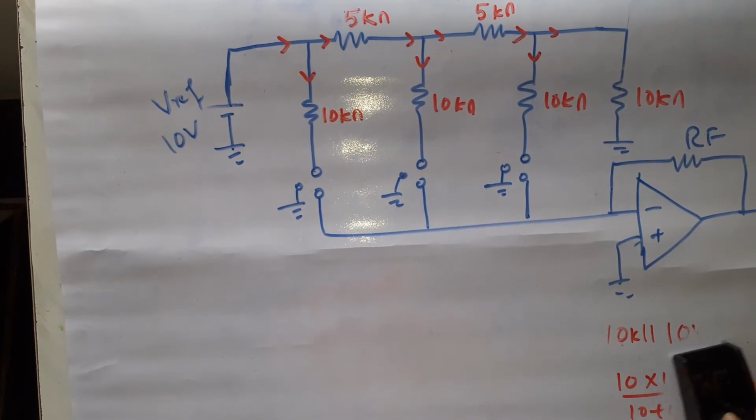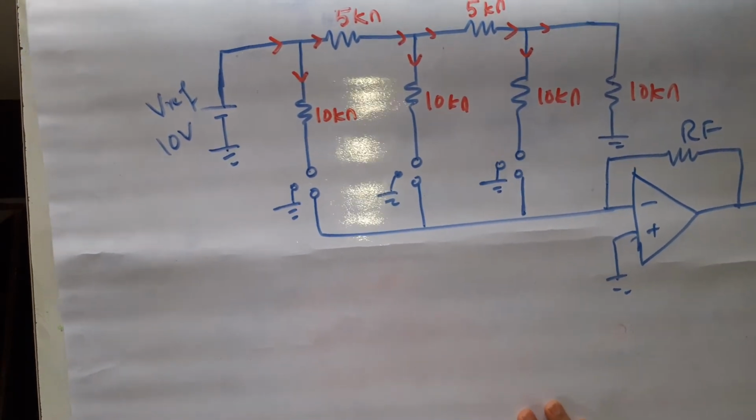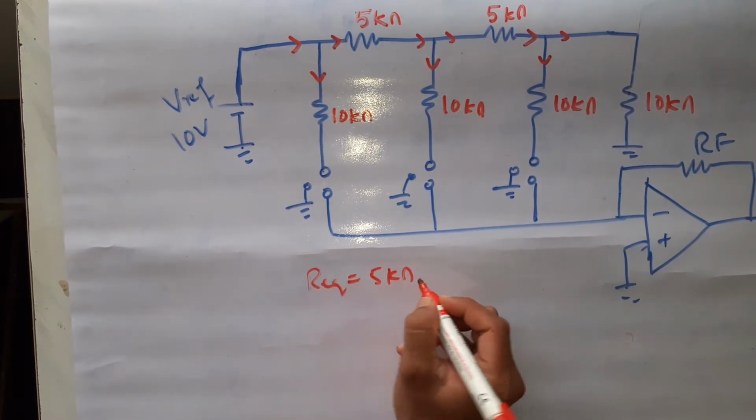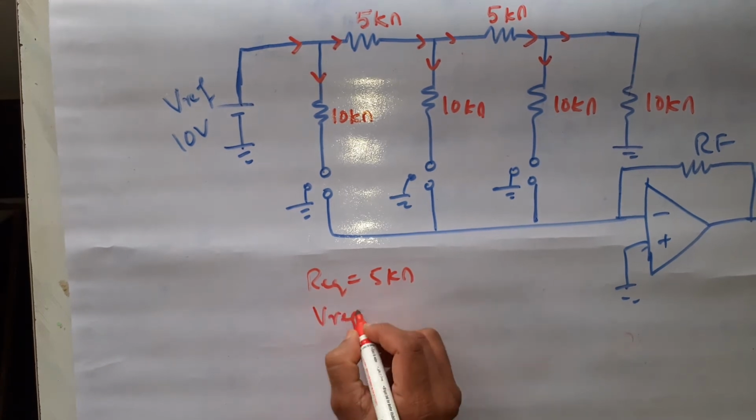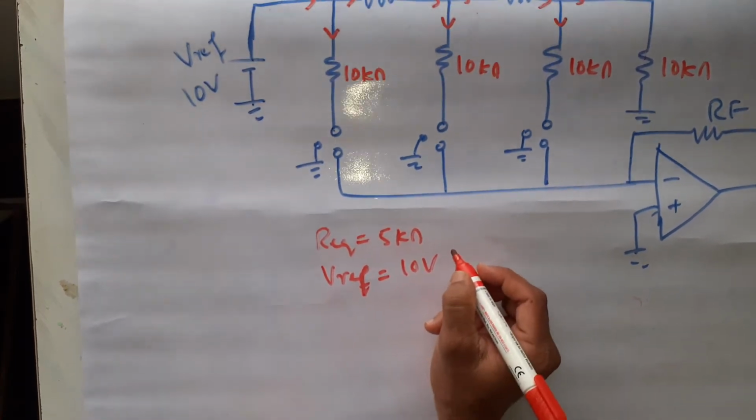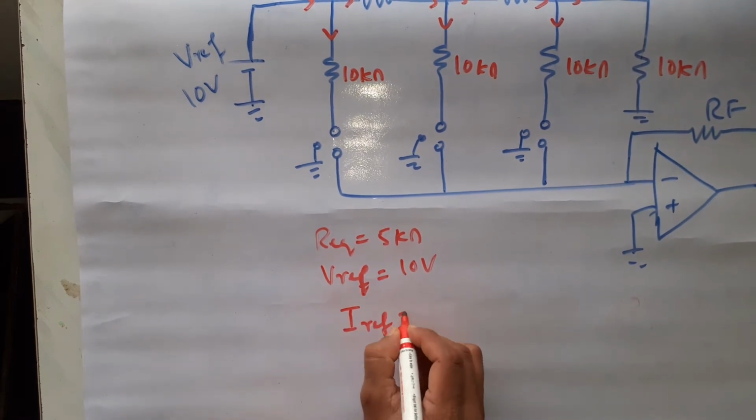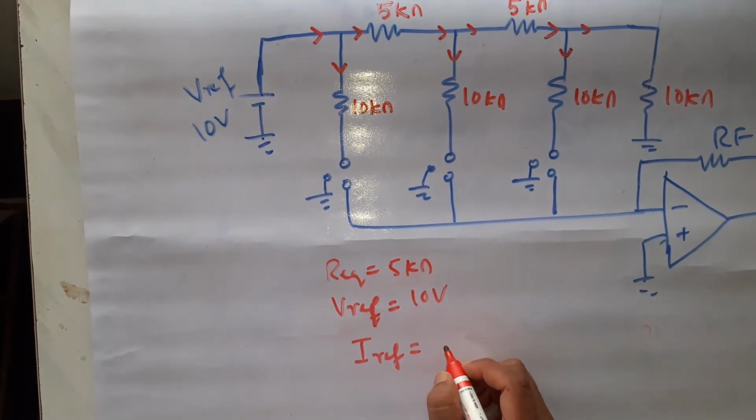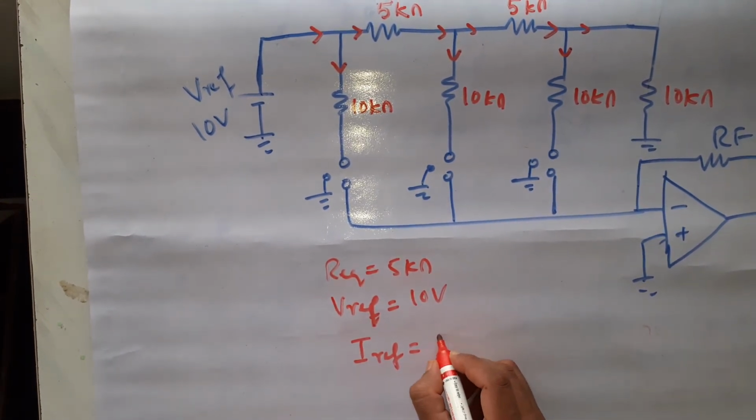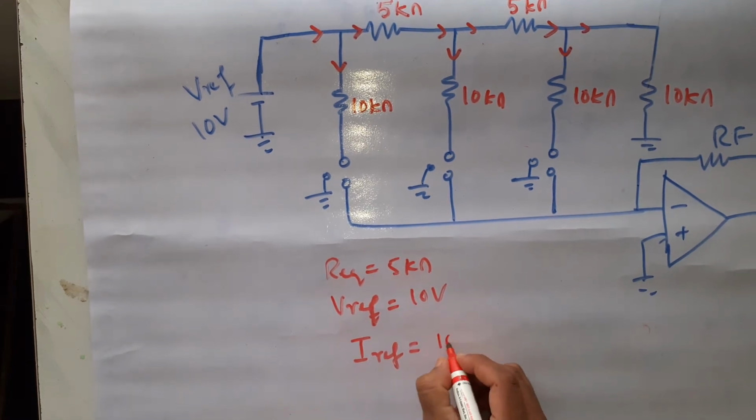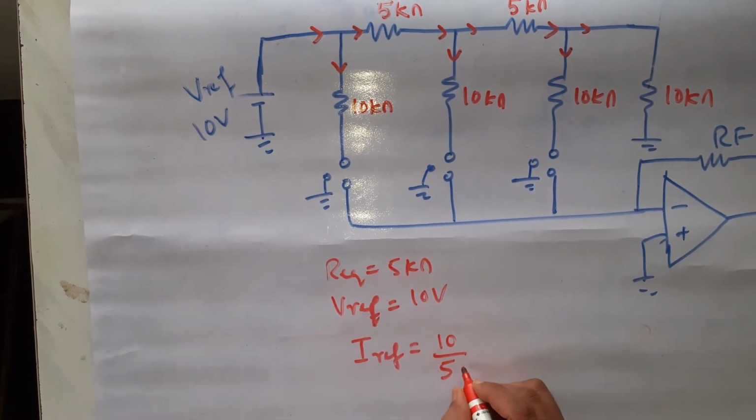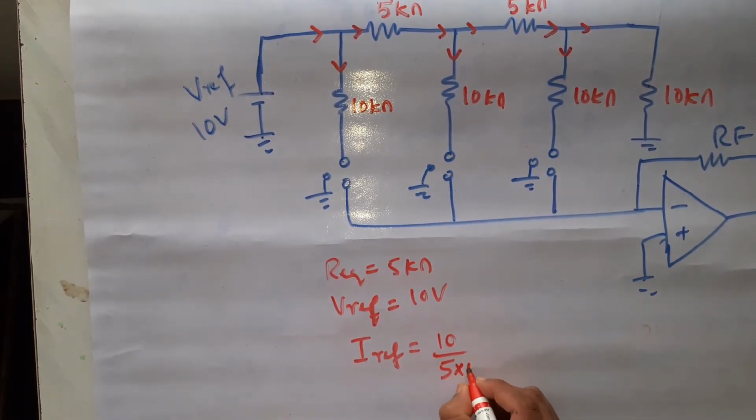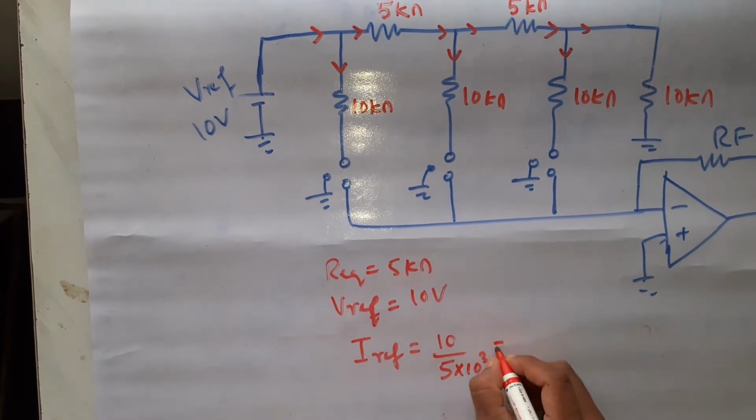Now if R equivalent is 5 kilo ohm, what is the current? What is the current flowing here? If R equivalent is 5 kilo ohms, V reference is 10 volts. What is I reference then? I reference is flowing here from the source. Yes, Ohm's law, I equal to V by R, right? 10 divided by 5k, means 5 times 10 raised to 3.